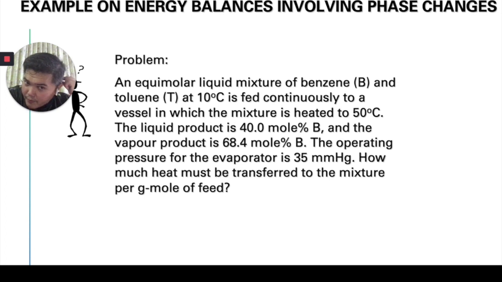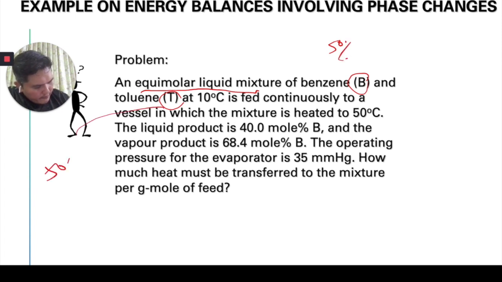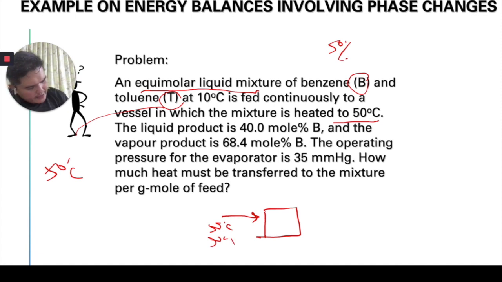Now we have a problem where we have a phase change, because when we mention an equimolar liquid mixture, it means we have 50% benzene and 50% toluene, and then it is heated to 50 degrees Celsius. So we have a mixer, with 50% benzene and 50% toluene, and the mixture is heated.